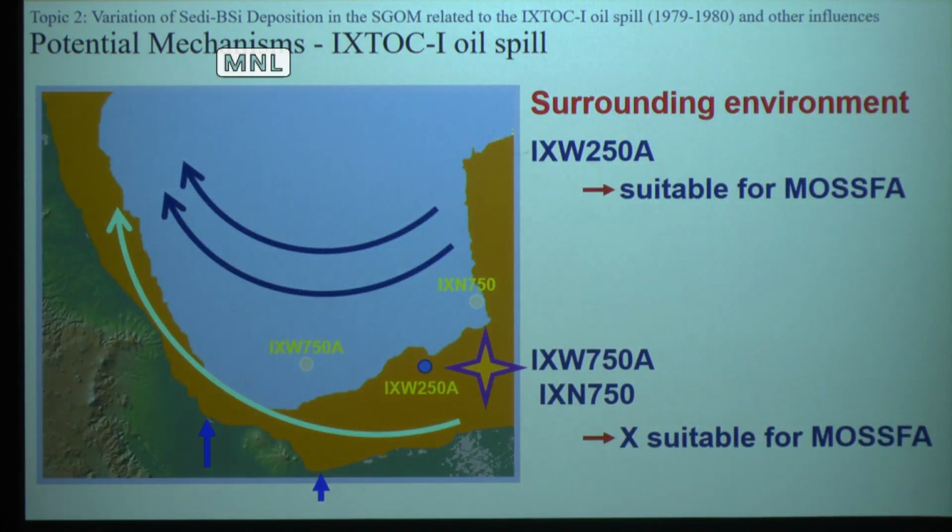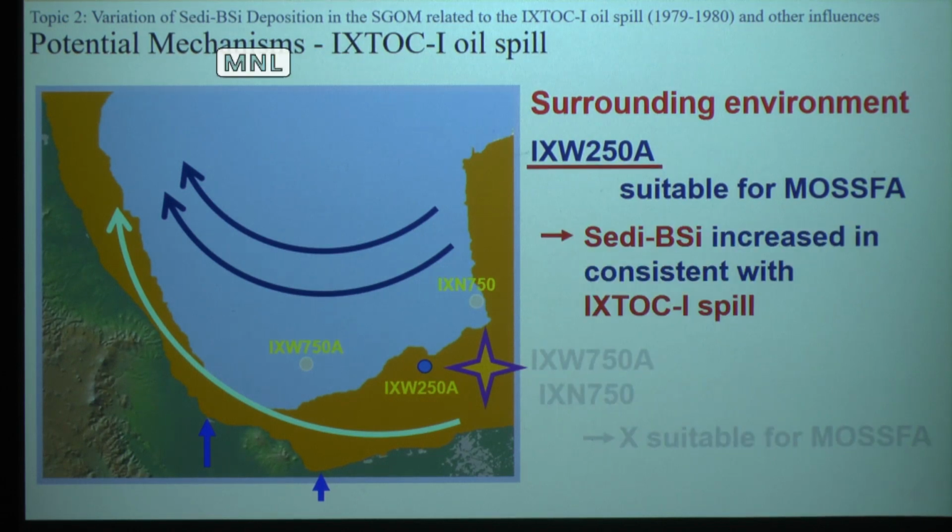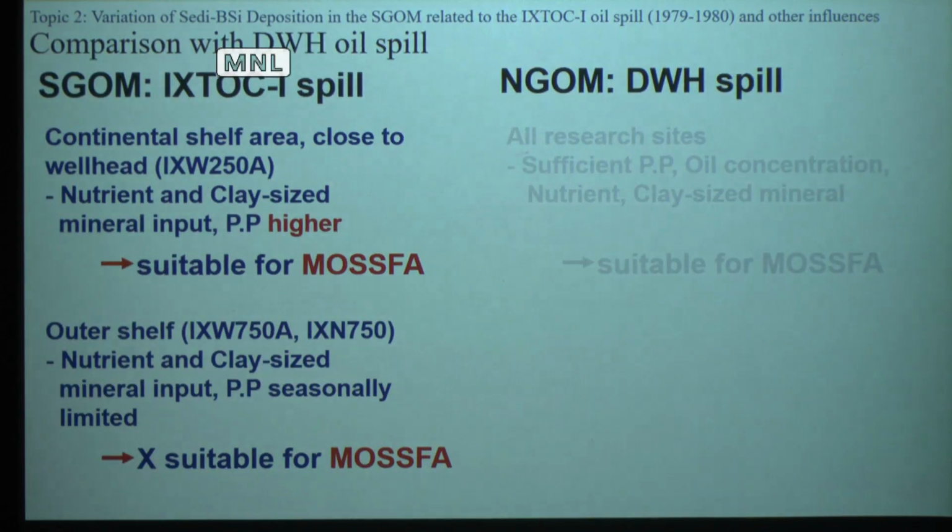So consequently, the surrounding environment of IXW250A is suitable for a MOSPA event to happen, but not IXW750A and IXN750. So the sedimentary biogenic silica can increase consistent with the IXTOC-I oil spill only at the IXW250A site. If I compare the oil spills in the southern and northern Gulf of Mexico: in the case of the southern Gulf of Mexico and the IXTOC-I oil spill, only the continental shelf area closer to the wellhead shows a suitable environment for MOSPA, but not the outer shelf.